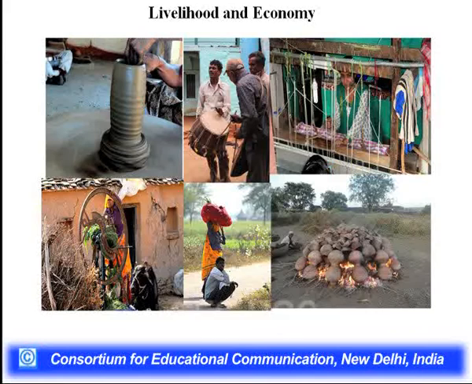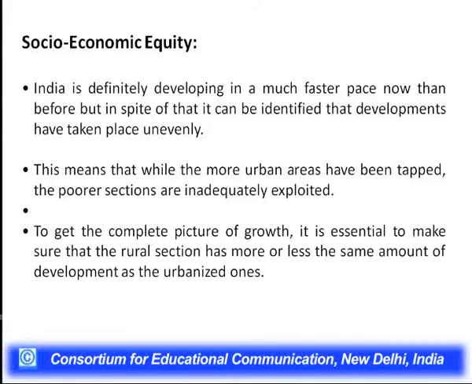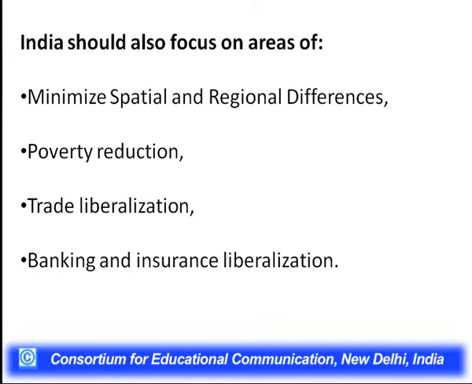We have to diversify our economy, and you can see a variety of small scale industries and activity starting at a very small scale level, village and cottage industry in different parts of the country. India is definitely developing at a much faster pace now than before, but in spite of that, it can be identified that development has taken place unevenly. And so we have to minimize the spatial regional differences, poverty reduction, trade liberalization, banking and insurance reform.